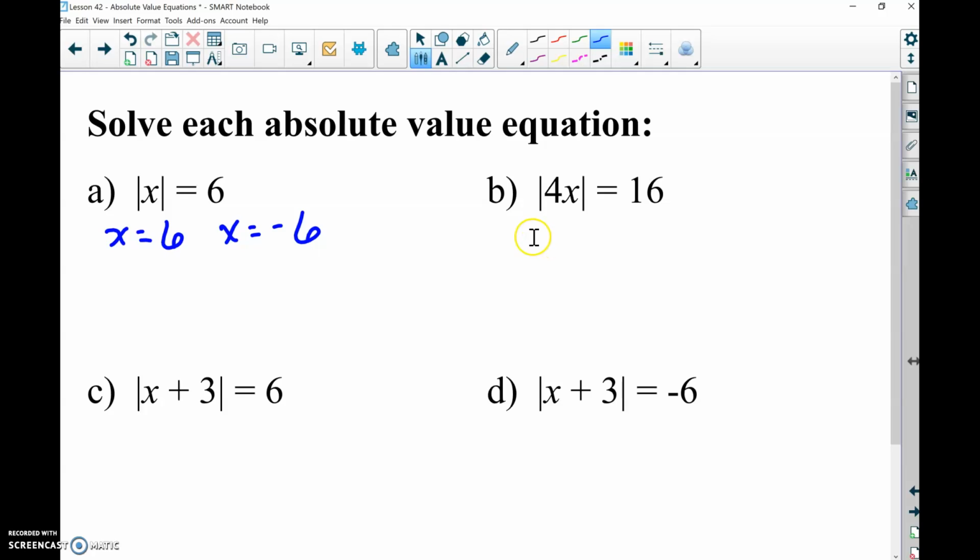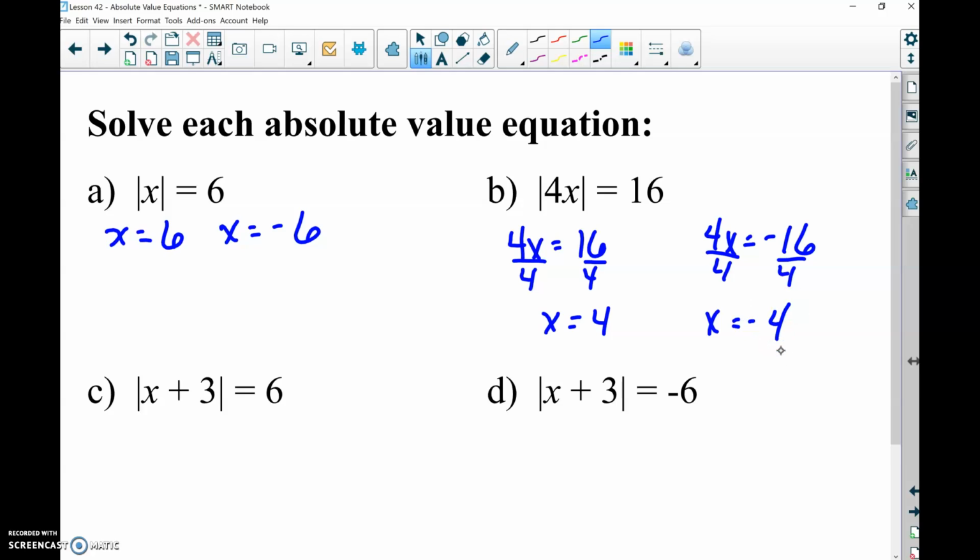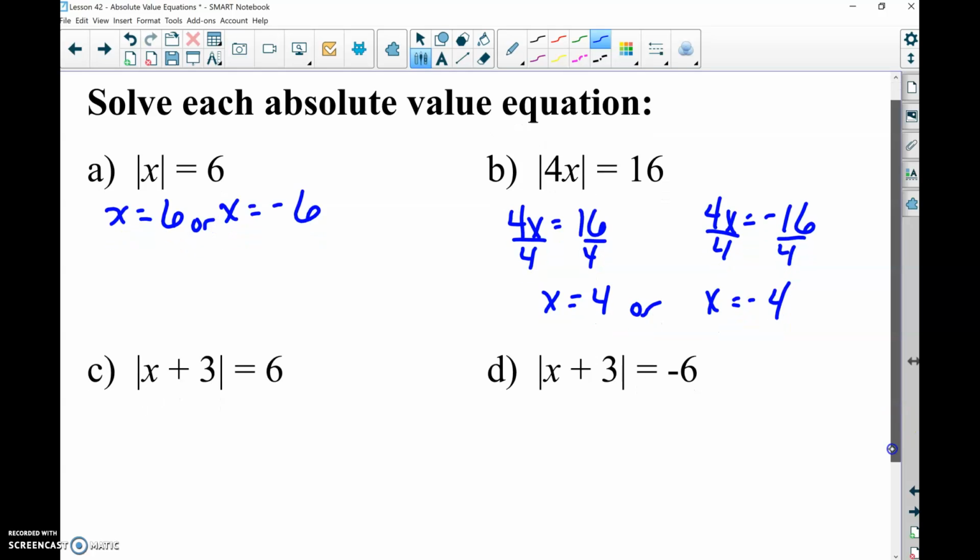For letter B, again, we take the absolute value, set it equal to the other side. We take the absolute value, set it equal to the opposite of the other side. Solve. So we get 4 or negative 4. The answers will not always be opposites, as you'll see with the next couple of examples.